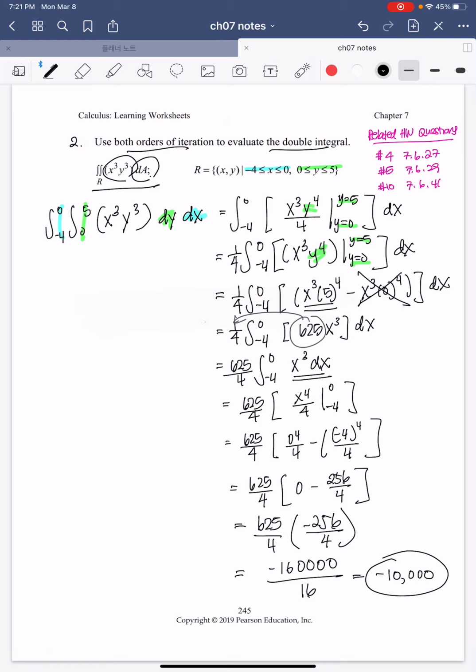So with both orders of integration, you're going to get the same answer. Okay, so unless the problem told you to do both ways, you do not have to do it. You can pick if you want to integrate the x term first or the y term first, and you can pick depending on how the function looks.